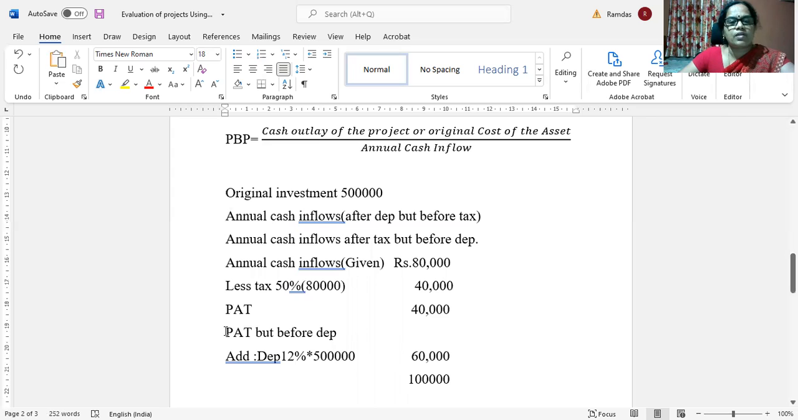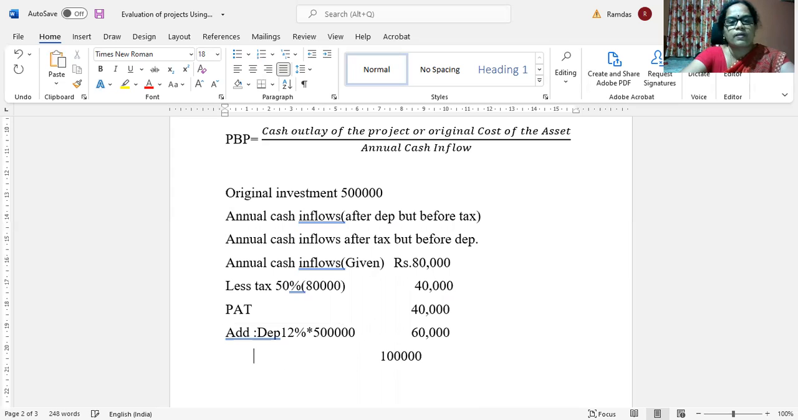So the profit after tax but before depreciation is 1 lakh. So this is what we require. So we have got profit after tax but before depreciation is 1 lakh. The original investment which is given in the problem is 5 lakh. So now we can substitute it.